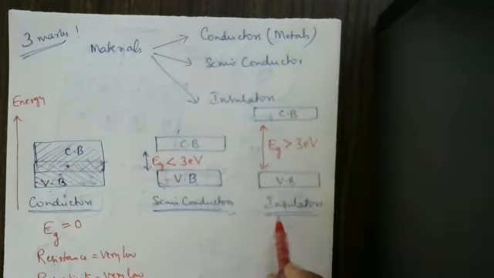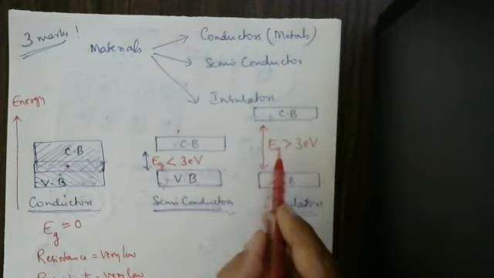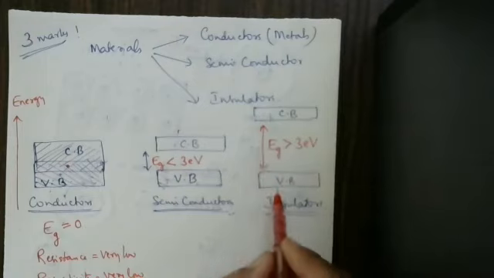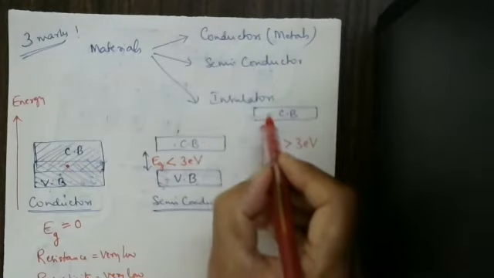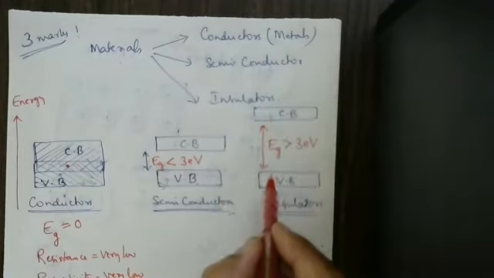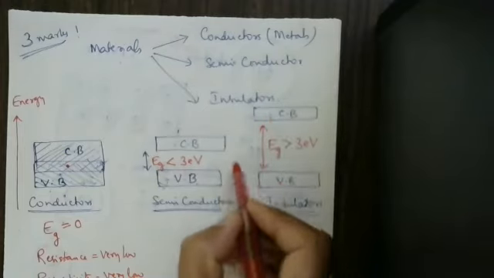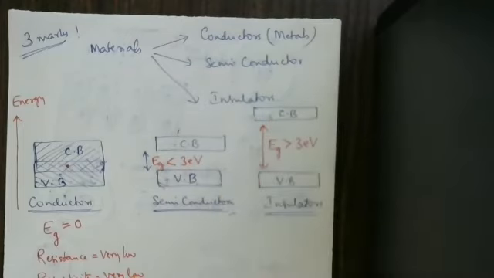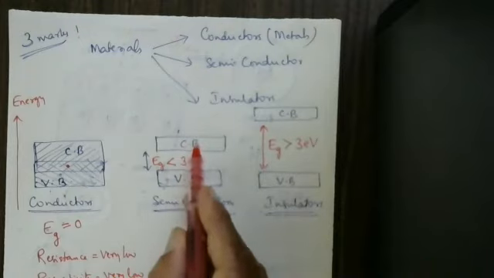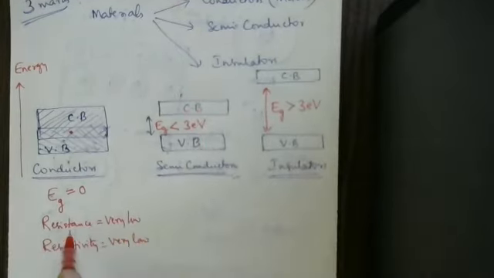Therefore, insulators have a larger energy gap. If it has a larger energy gap and it wants to conduct, then the valence electrons must jump from the valence band to the conduction band. It is very difficult here. Without that supply of energy, electrons cannot jump to the conduction band. Here, lesser energy is required for the valence band electrons to jump to the conduction band. Here, I told you, resistance is very low, resistivity is very low.